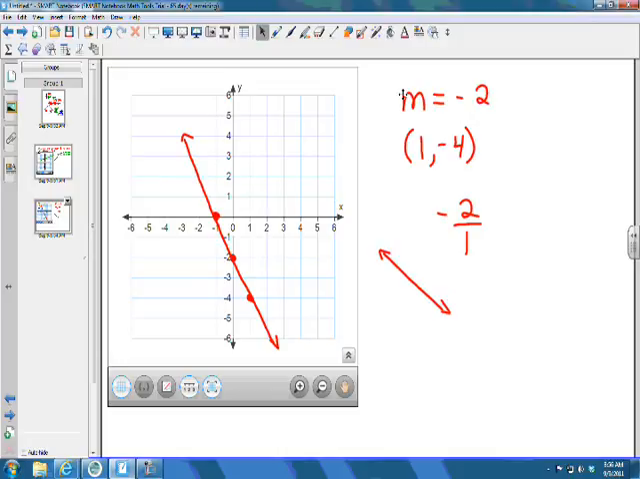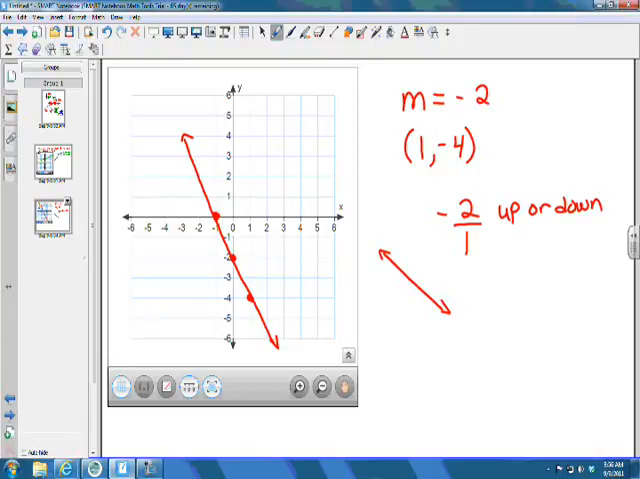Questions on those? Do what? You mean you have to go down from this point? No. That's a good question. For the rise, you can go up or down. It doesn't matter which way you go from this point.